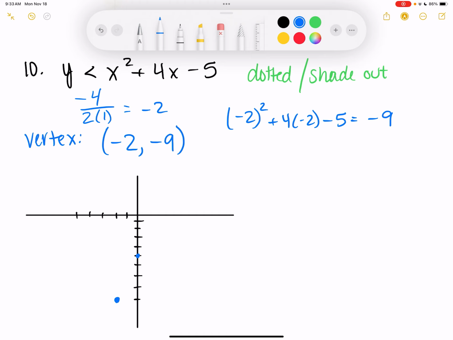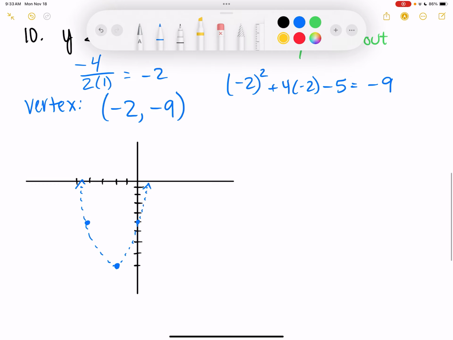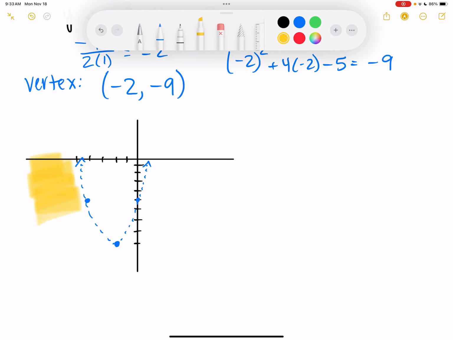That means that's 2 away on this side, so I need to go 2 away on the other side. So at negative 4, negative 5. I have a point, and it's dotted. And we shade outside. That's going to look weird. I usually just do something like this, showing that I'm shading all the way around it, because remember, this graph keeps going. That's why I do it like that.